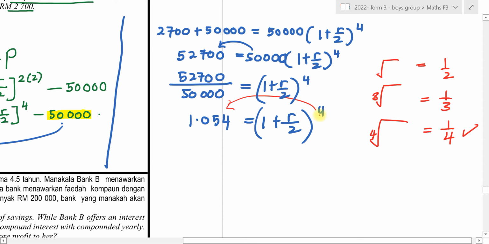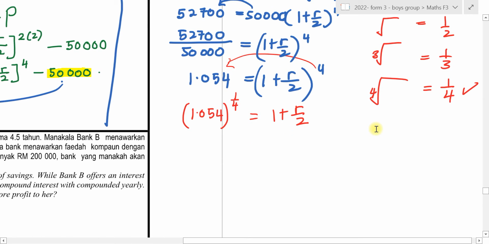Okay, so this 4 you bring to the opposite side, because not everyone's calculator has the power root 4. But power root 4 also means power 1 over 4. You learned already in indices. Okay, now the 4 we settled already, so it becomes 1 plus r over 2 only now.